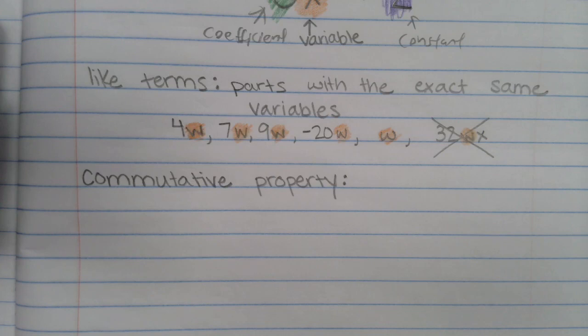All right, commutative property. When we think of commuters, or if you're going to commute to work, all of you commuted to school today. How did you commute to school? I rode a bus. You rode a bus. Who else commuted by riding a bus?